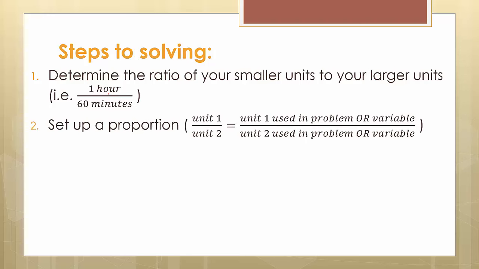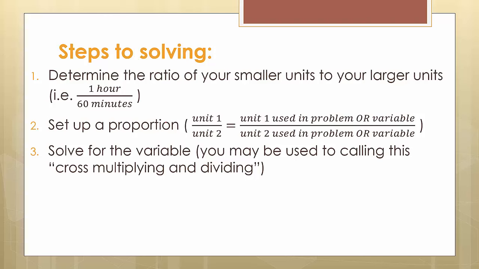Then you'd set up a proportion. So going back to this previous example, we'd have 1 hour, 60 minutes, and then depending on what information they gave us, if they gave us minutes, that number would go down here. If they gave us hours, that would go up here. And then the other one would just be the variable. And then you solve for the variable. So you might be used to calling this cross multiplying and dividing. Yes, that's essentially what you're doing. But as long as you understand it, that's the important thing.